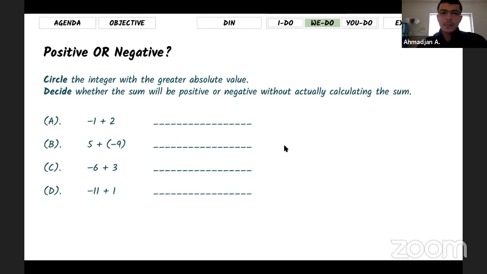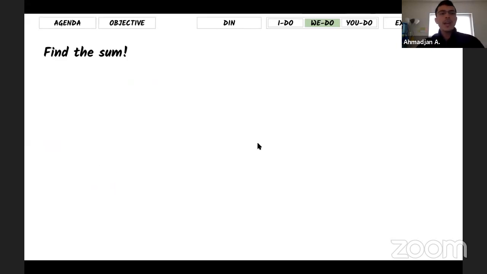So this time we're going to do two things. First, we need to determine whether the result is negative or positive. Then we need to find the result of the actual sum. For example, this is the first problem. So first question, is the result positive or negative? And second question, what is the result? You can answer in one.